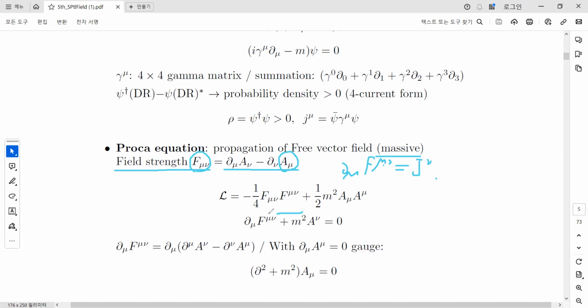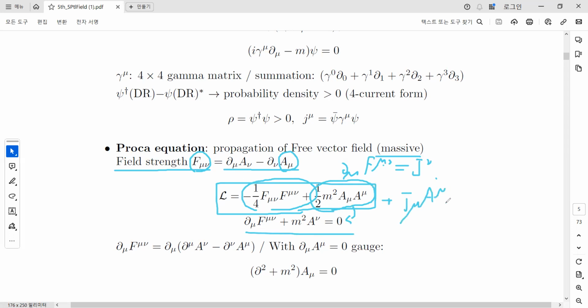And we can insert a mass term, and the corresponding Lagrangian can be written like that. The source terms are negative J mu A mu. So there are kinetic terms of the vector field and mass terms of the vector field, and the equations of motion are given like that. If we insert the J nu A mu term, then the source term will appear on the right hand side.